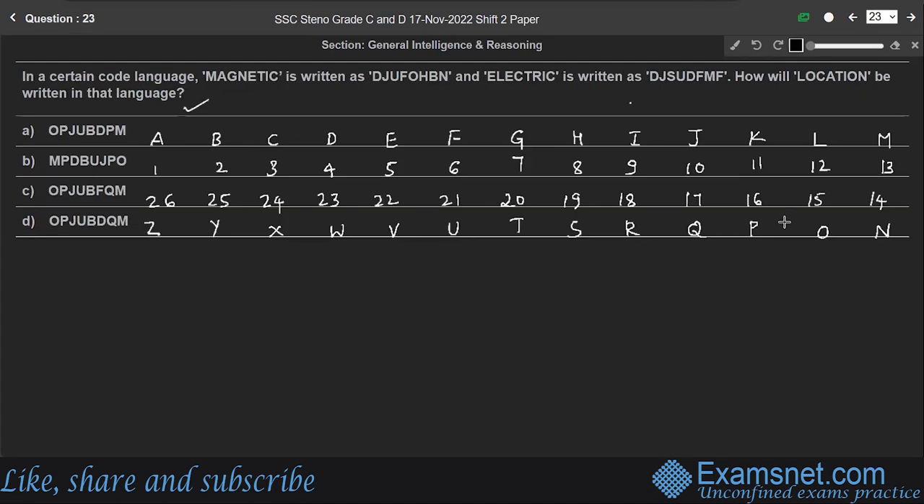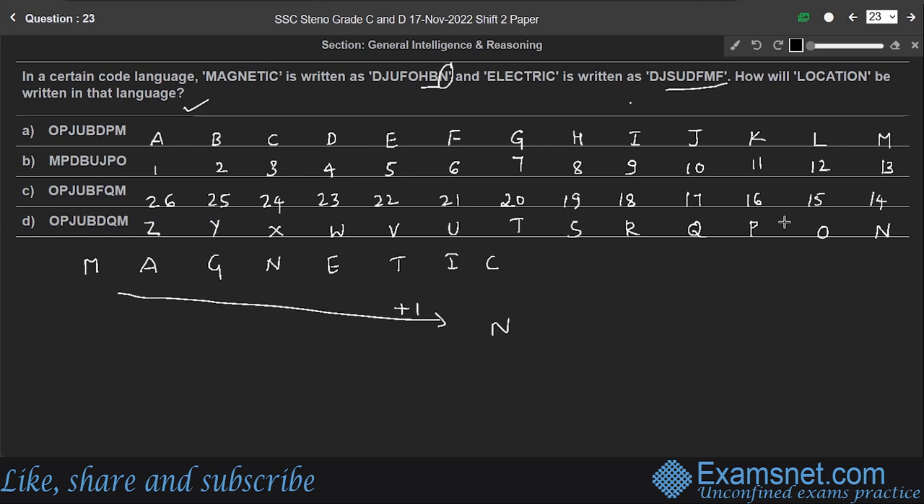Question number 23. In a certain code language, magnetic is written as DJUFOHBN and electric is written as DJSUDFMF. How will location be written in that language? So we'll consider the code for magnetic now, how these letters are related, how they are coded. Here M is coded as N. M plus 1 is N.